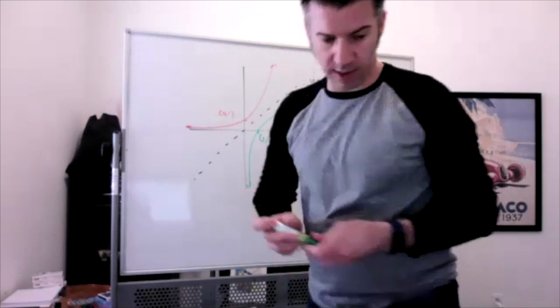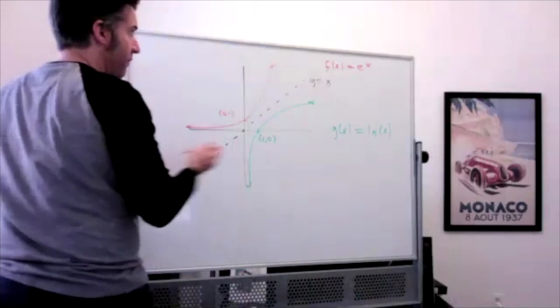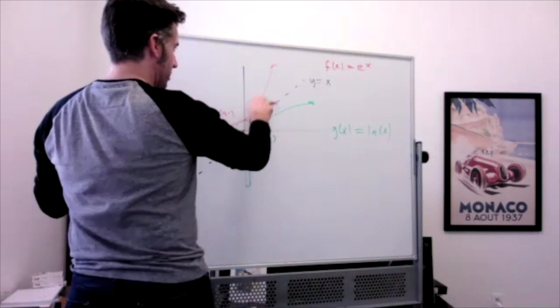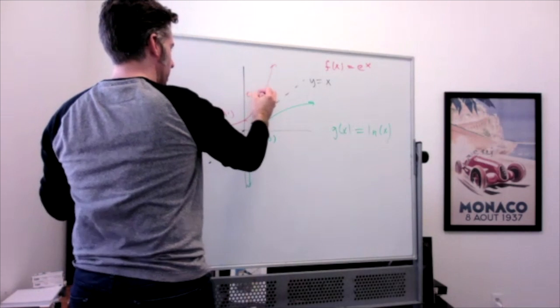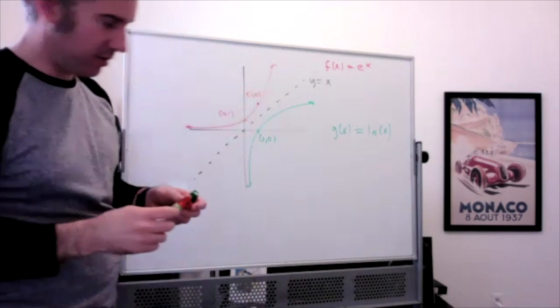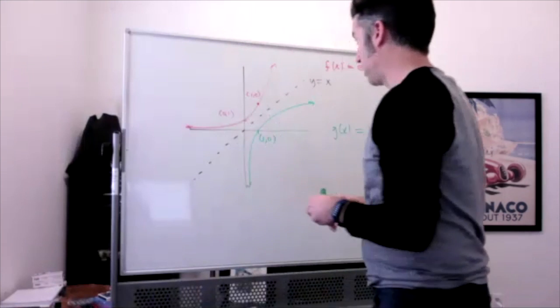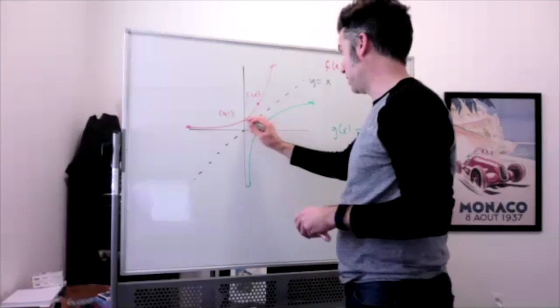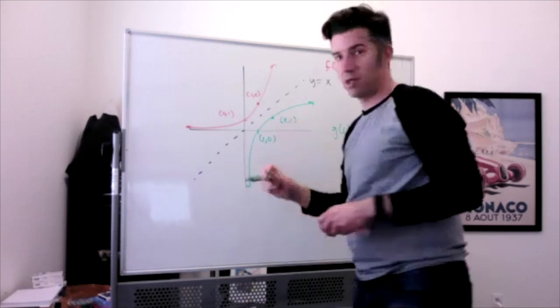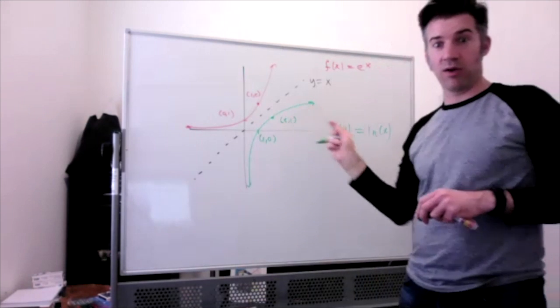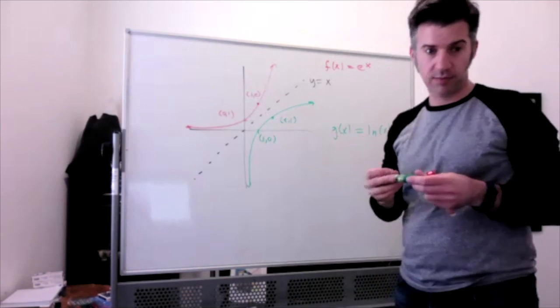Or I have the point on the red graph, if I plug in 1 for x, I get the point 1 comma e, which is about 1 comma 2.7. And if I plug in e for this one, I get e comma 1. So all the xy coordinates are inverses of each other.